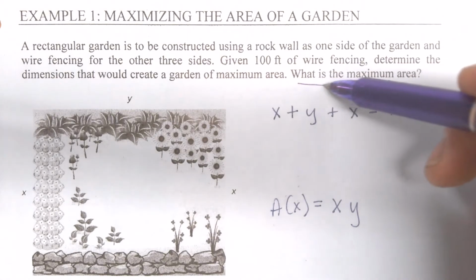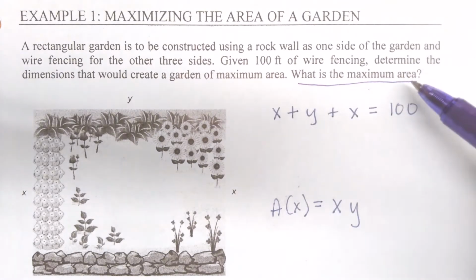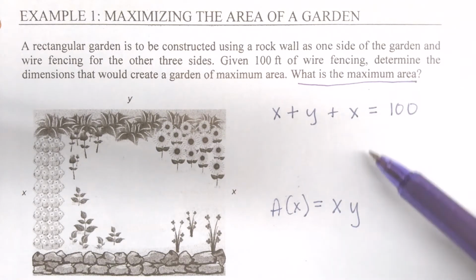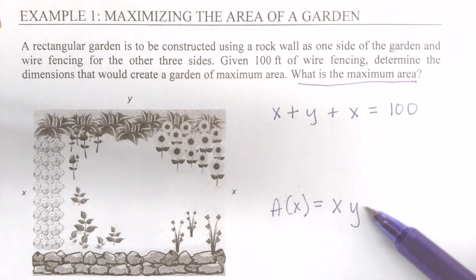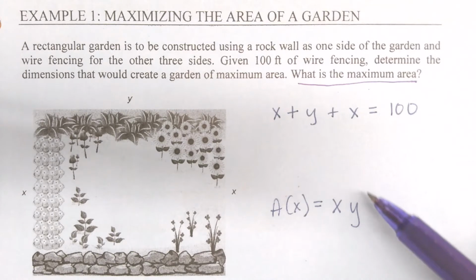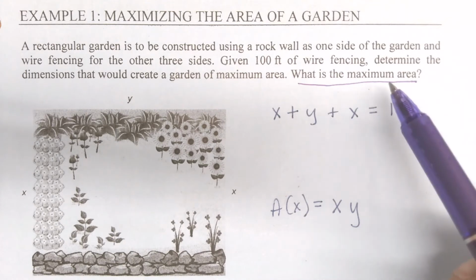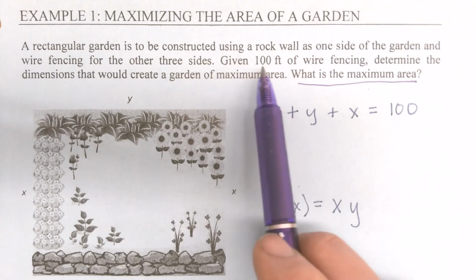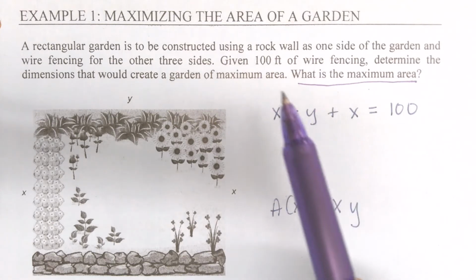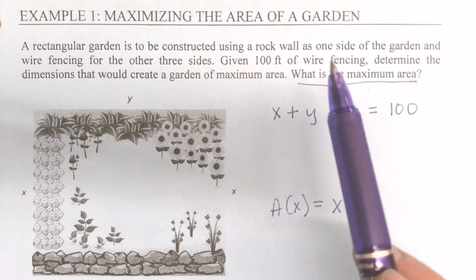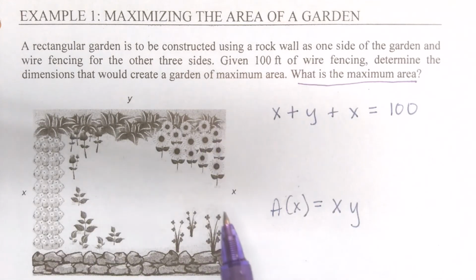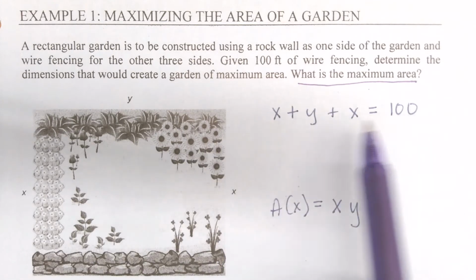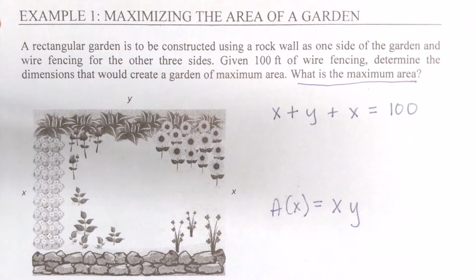First of all, the thought that we have to maximize our area tells me that the function I'm going to be taking the derivative of is the area, because I want the maximum area. But then I do have to consider this connector, the fact that I'm going to be using 100 feet of wire fencing. And where does that come into play? Well, that's going to connect my two variables.